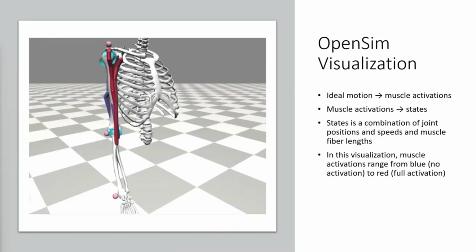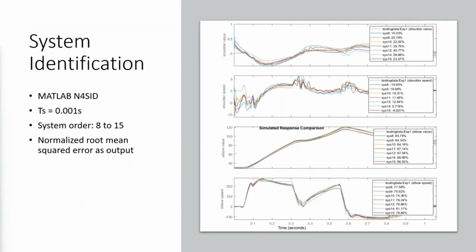Next, we use the OpenSim CMC tool to generate the corresponding muscle activations to achieve our specified motion. While generating the muscle activations, the tool uses them at each time point to compute the resulting positions and speeds of the elbow and shoulder joint and the muscle fiber lengths. We run this on all 5,500 motion files. We begin by compiling the resulting muscle activations as the inputs and the states of the joints as the outputs into an ID data file ready for system identification in MATLAB.